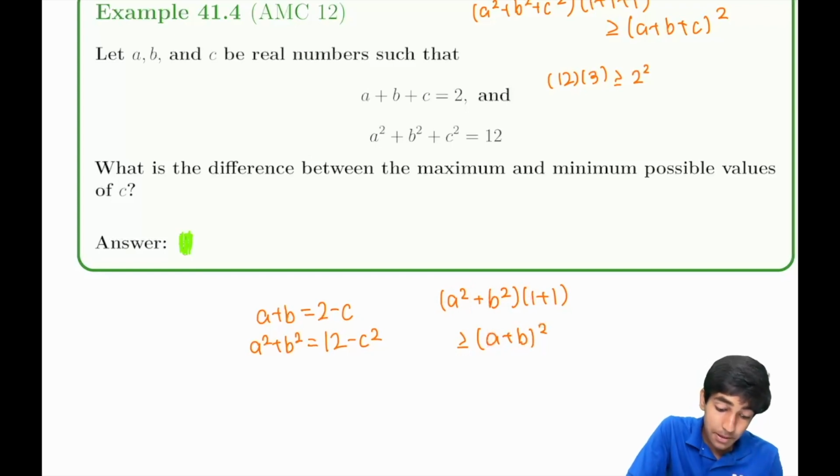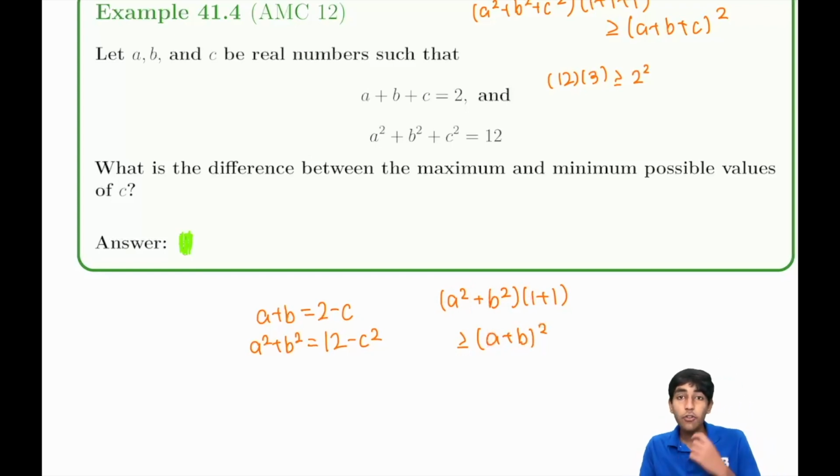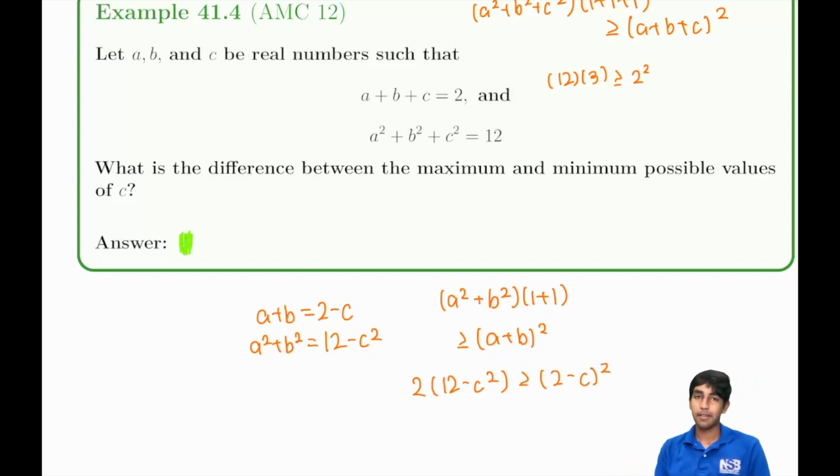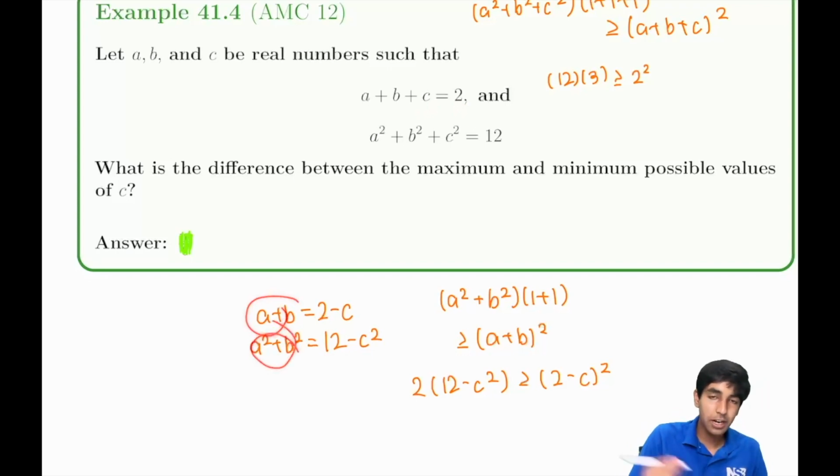And now we can write something purely in terms of c. So until now we had a, b, c. But now Cauchy-Schwarz allows us to eliminate a and b out of the picture completely. We get 12 minus c squared, 2 times this is greater than or equal to 2 minus c squared. Now we've got a one variable inequality. Gotten rid of a and b. That's really the main motivation here. Over here, we subtract c squared, and now we just forget about a and b.